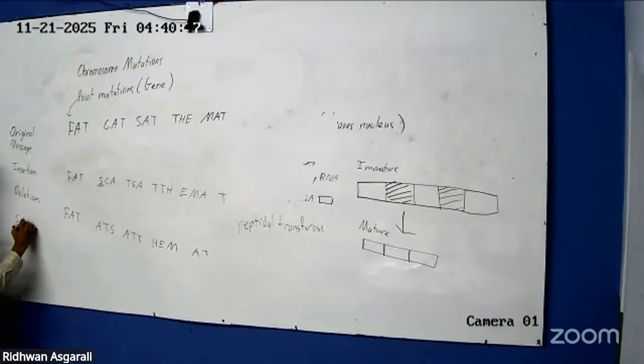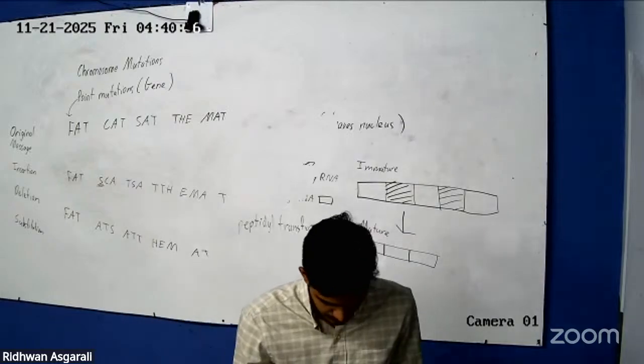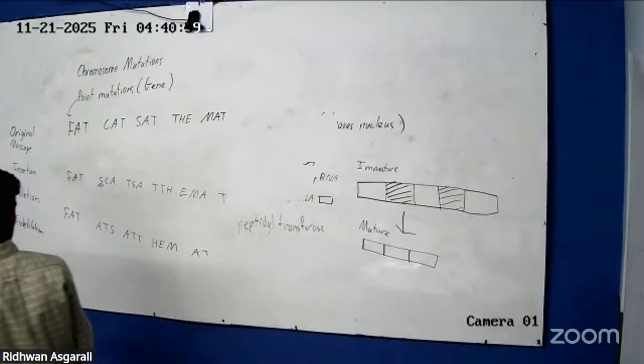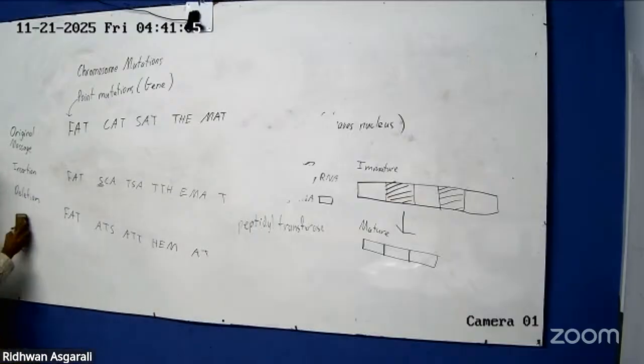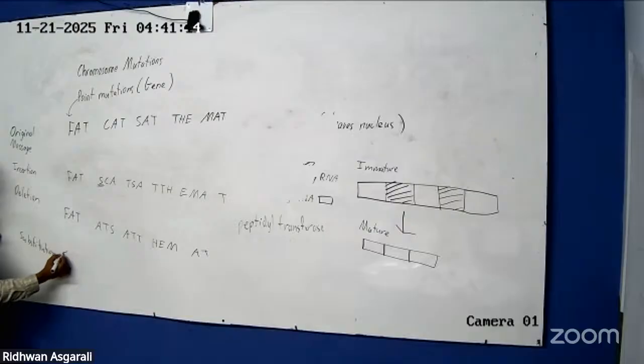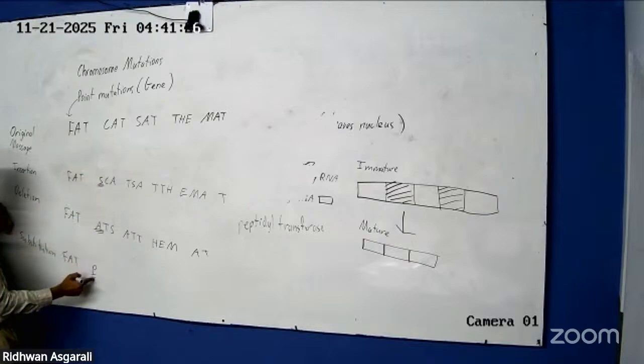You could also have substitution. In substitution, only one of the letters is changed. Only one. So what we're going to substitute, instead of having C in "cat," we're going to substitute the C with a P. So instead of having C, we substitute that with a P. We end up with fat, pat, sat, them, at.